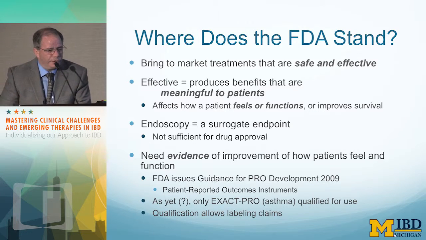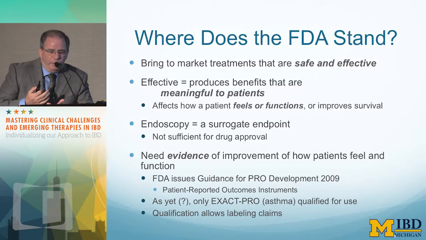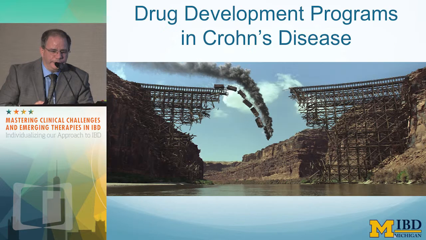Endoscopy is considered a surrogate endpoint, and it's not sufficient for drug approval. You need evidence of improvement of how patients feel and function. And so the FDA issued a guidance for developing PROs, patient-reported outcome instruments, but they've been really slow about it. In fact, since 2009, in 6 years, they've actually approved 1 instrument, ExactPro for asthma. They are close in the IBD field, but it's been a very slow process. But the carrot in all this is that qualification allows labeling claims.